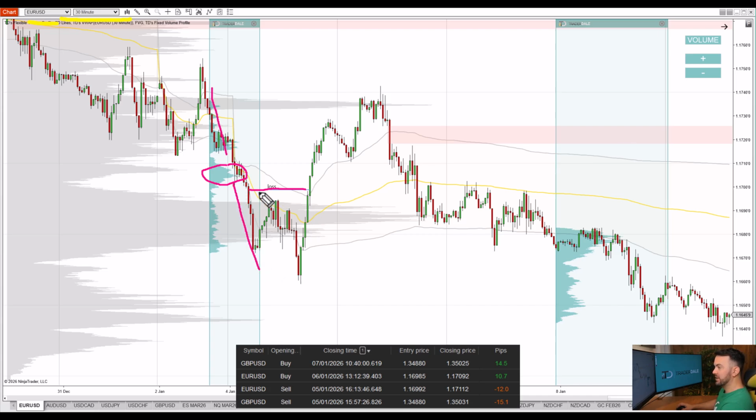I took that short from this place, and even though there was a small reaction initially, then the price just went past the level and I got stopped out. So I took a loss on this trade.